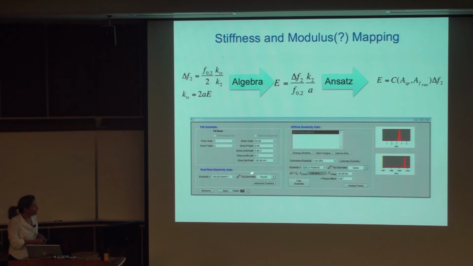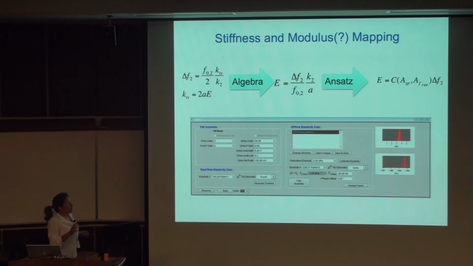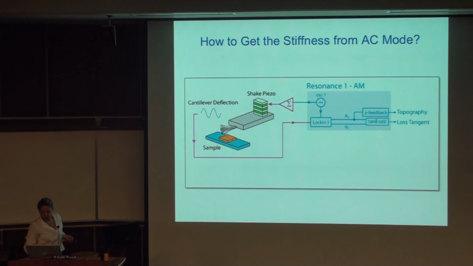And we're going to enter this parameter in the software. This is the calibration factor. And now you can use this calibration factor on your sample. You're going to measure the shift in the resonant frequency, and that will give you access to the elastic modulus of your sample. So this is working pretty well.